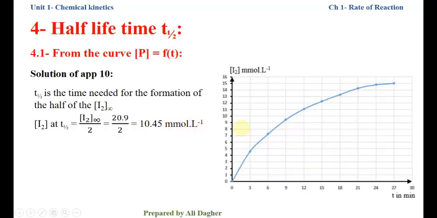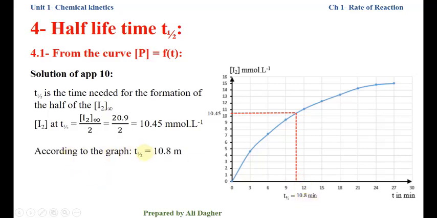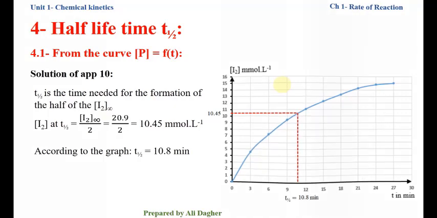This is the graph. Now, graphically, we locate the ordinate 10.45 on the curve. We identify the point on the curve of ordinate 10.45. Then, the abscissa of this point is the T-half, in this case equal to 10.8 minutes. Now, according to the graph, T-half equals 10.8 minutes. This is how we can determine graphically the half-life time from the curve of formation of product with time.